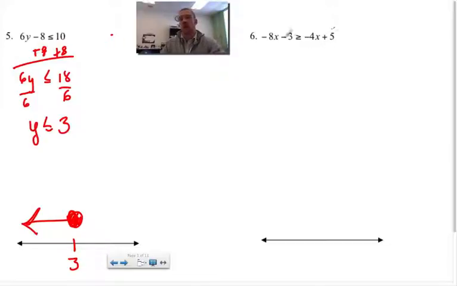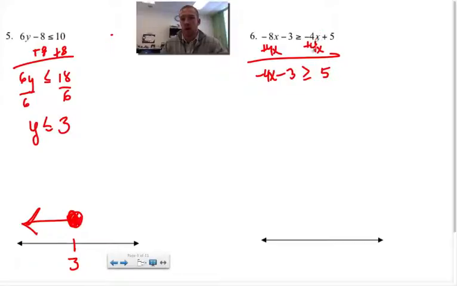Here, again, we just have to add or subtract terms to end up with our variable on one side and numbers on the other. I'd like to have my variable on the left, but then there's that whole divide by the negative thing, so it doesn't really matter which way you do this. But I'm going to add 4x to both sides, and that gives me negative 4x minus 3 is greater than or equal to 5.